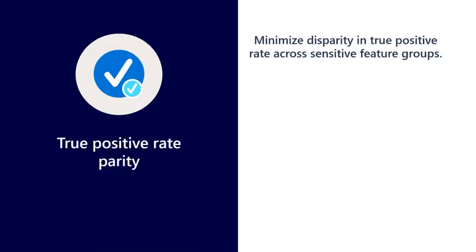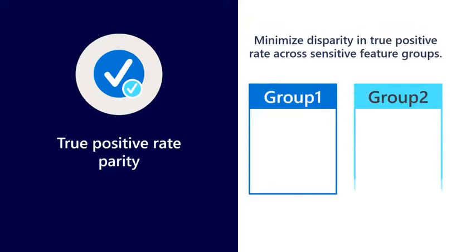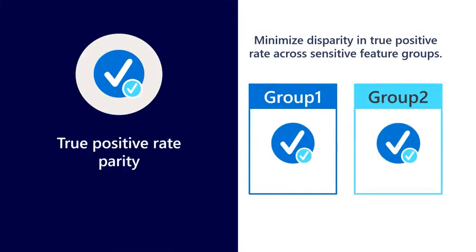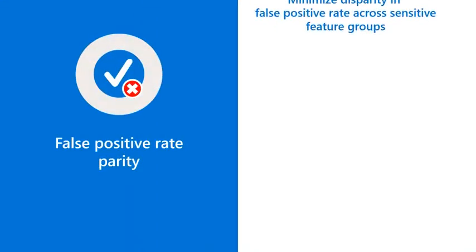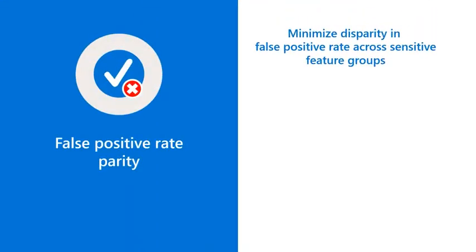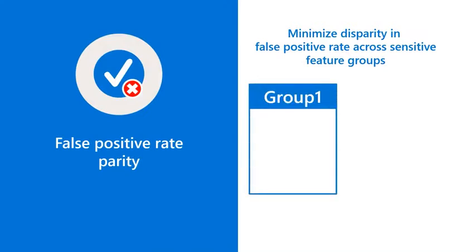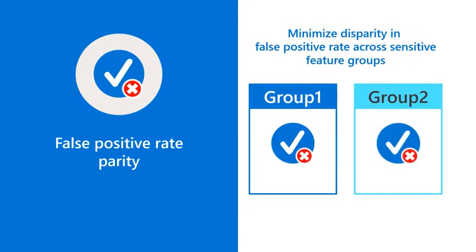Use the true positive rate parity constraint with any of the mitigation algorithms to minimize disparity in true positive rate across sensitive feature groups. For example, in a binary classification scenario, this constraint tries to ensure that each group contains a comparable ratio of true positive predictions. Use the false positive rate parity constraint with any of the mitigation algorithms to minimize disparity in false positive rate across sensitive feature groups. For example, in a binary classification scenario, this constraint tries to ensure that each group contains a comparable ratio of false positive predictions.